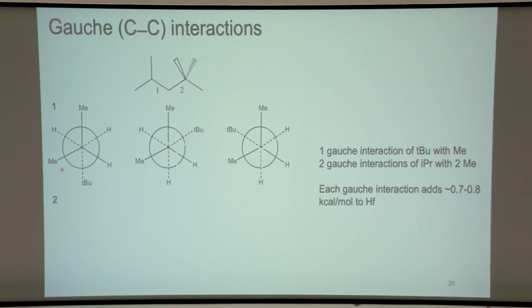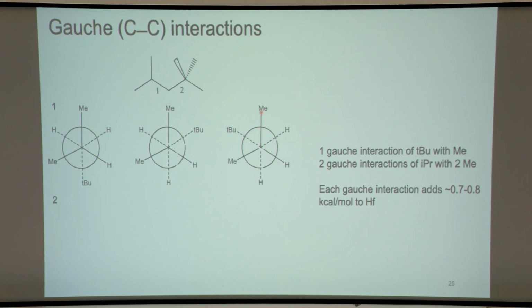What the molecule will want to do is avoid these interactions, because every time there's an interaction, it destabilizes the molecule, so it'll try to rotate. So you rotate this bond by 120 degrees, and you move the tert-butyl group here. But you still find there's an interaction between this tert-butyl and this methyl.